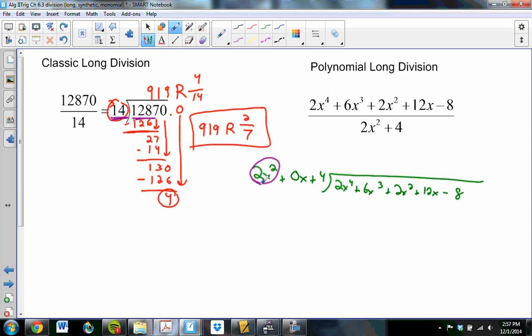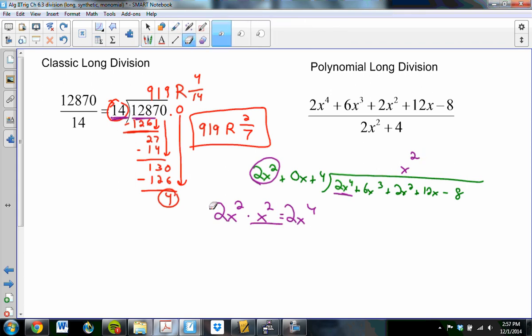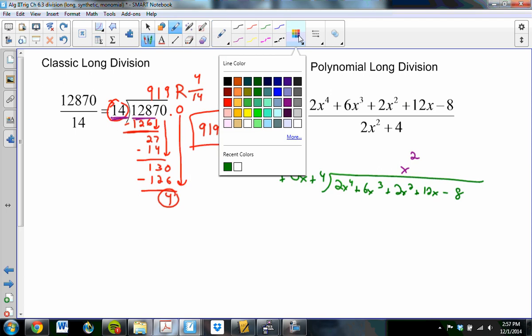How many times does 2x squared go into 2x to the fourth? I'm only going to be checking the first term. I'm basically asking 2x squared times what equals 2x to the fourth? Well, obviously 2x squared times x squared equals 2x to the fourth. So I'm going to put an x squared over here in this column, where I'm matching up the x squared columns. I should erase this better. I put that x squared over in that 2x squared column.